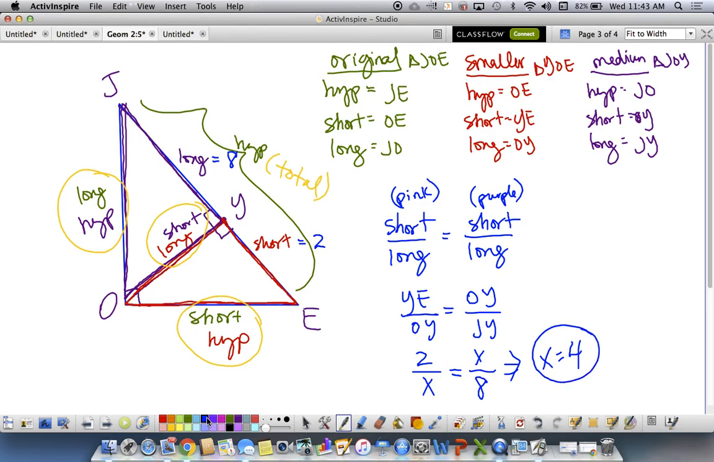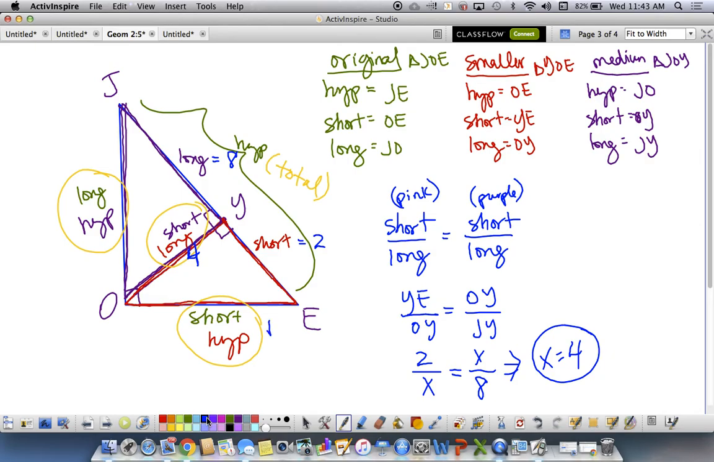So what does that mean, X equals 4? OY is 4. So now I can put a 4. I've just solved for that. Does that mean I can solve for OE? How? The Pythagorean theorem, we're dealing with right triangles. So 2 squared plus 4 squared equals OE squared. We can solve for that. 16, the square root of 20. Did that really quick in my head. I don't think it was quick in my head.